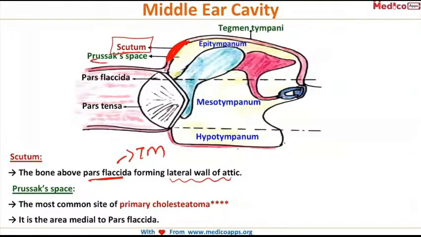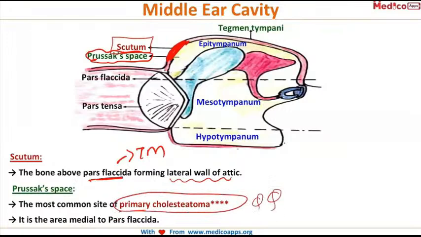Now, Prussak's space is another important exam related bit. It is the most common site for primary cholesteatoma. Please make a note of this point. It is the most common site for primary cholesteatoma, that is Prussak's space. It has been very frequently asked in the exam, and it is an area that is medial to pars flaccida. So please remember scutum and Prussak's space.